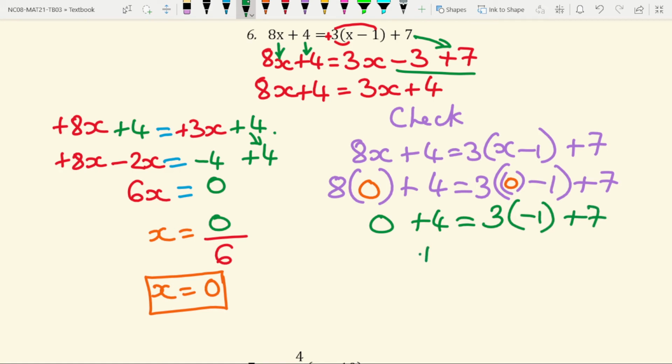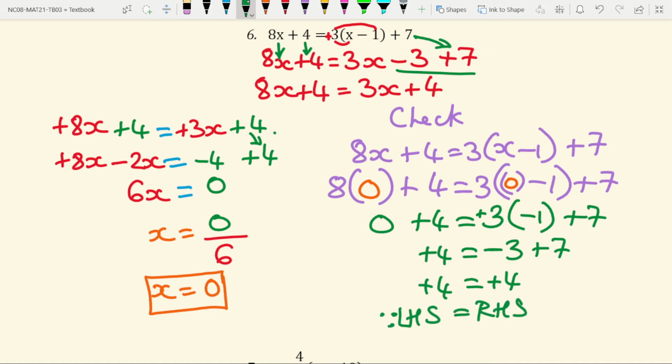So 0 plus 4 is plus 4, is equal to plus into minus. Plus into minus is minus. 3 ones are 3. 3 plus 7. Plus 4 as it is, equal to minus 3 plus 7, which is nothing but plus 4. Because LHS is equal to RHS, our answer is verified. Result verified.